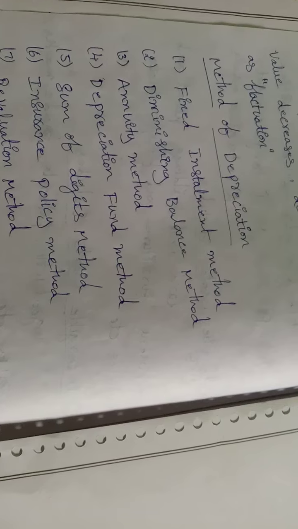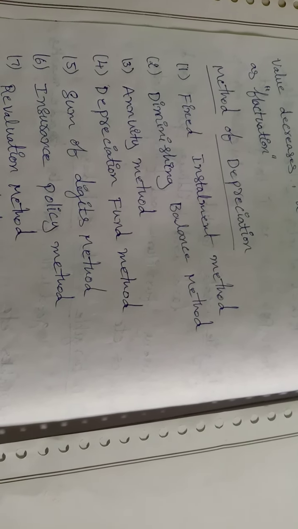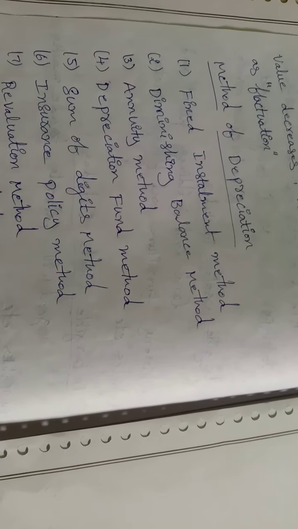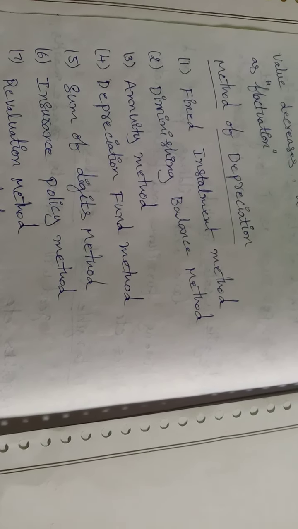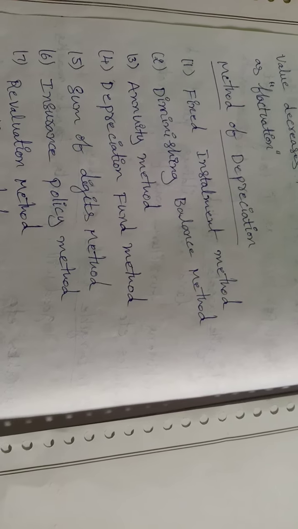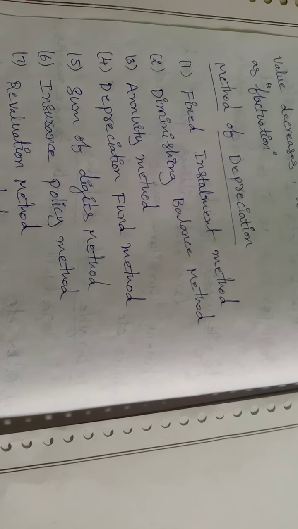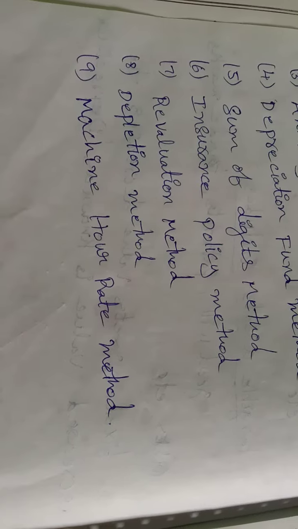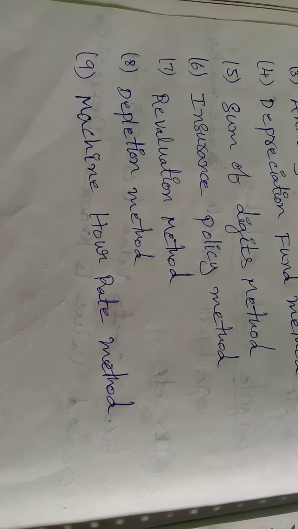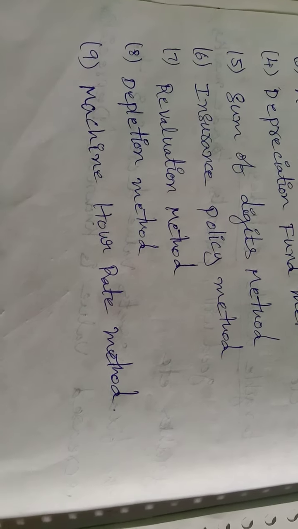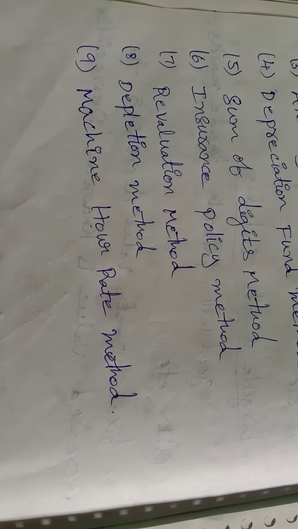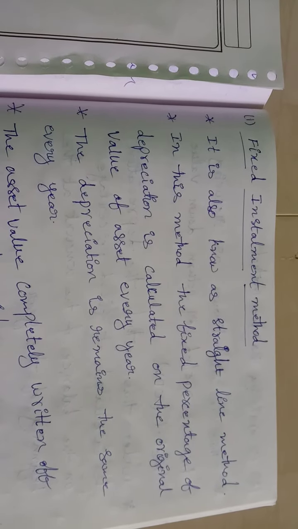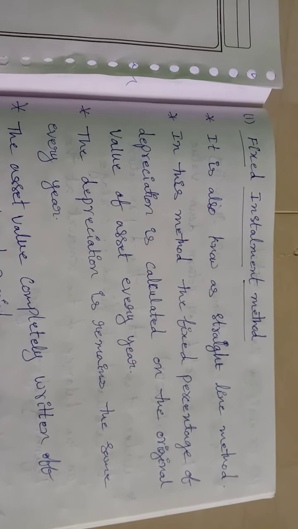First one is fixed installment method, second one diminishing balance method, third one annuity method, fourth one depreciation fund method, fifth one sum of the digits method, sixth one is insurance policy method, seventh one is revaluation method, and eighth one is depletion method. Ninth is machine hour rate method. The first one is fixed installment method.